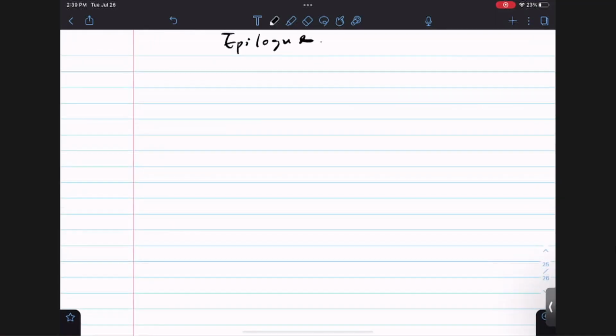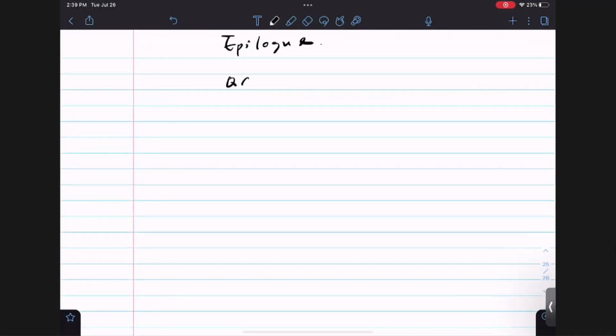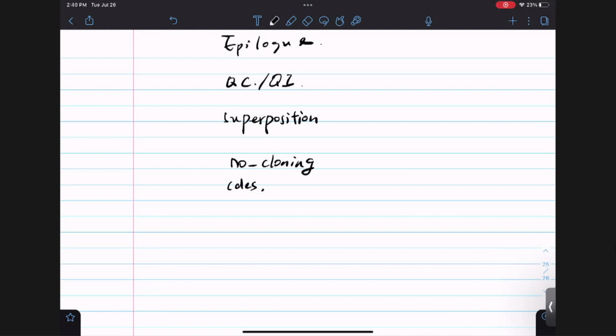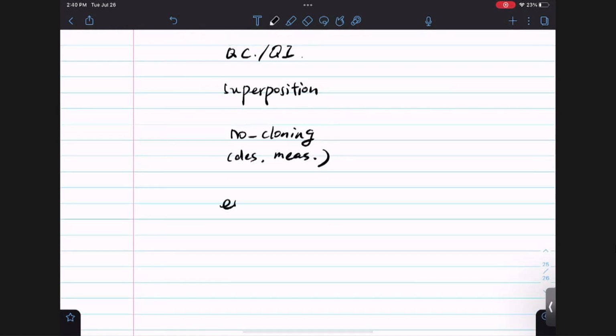So we've seen some unique features of quantum computing and quantum information. There is superposition. And then we know quantum information cannot be cloned in general. And measurements, generally speaking, are destructive. And then there is also entanglement, which is a non-classical correlation.